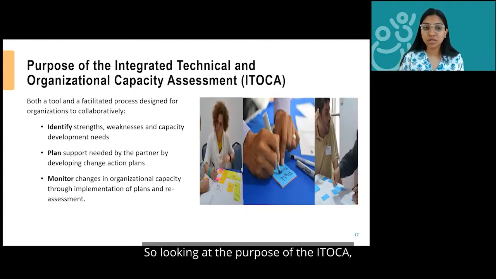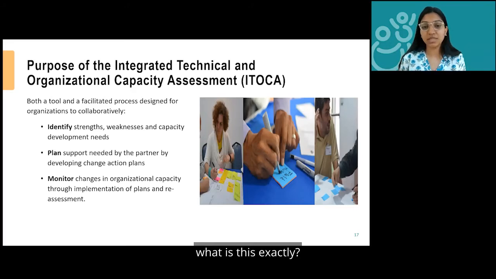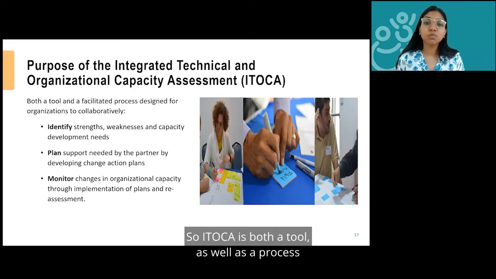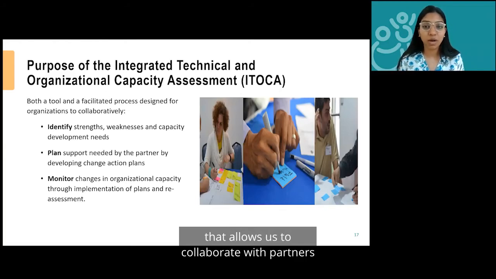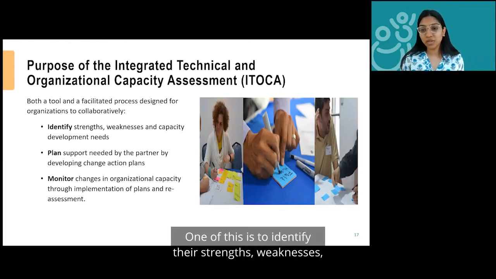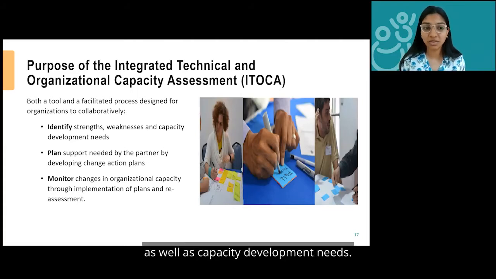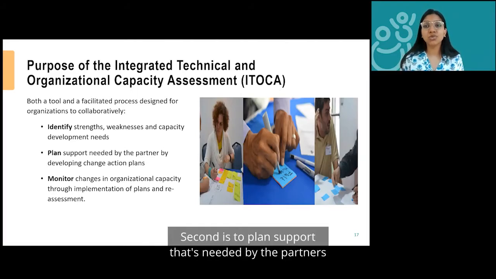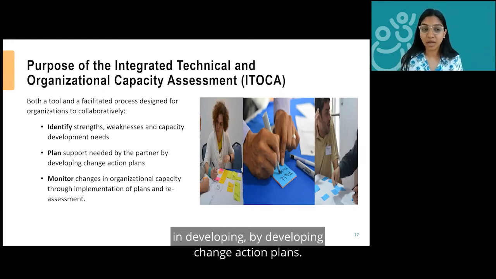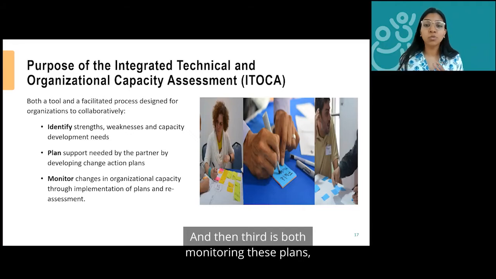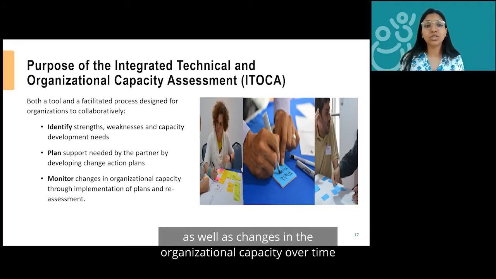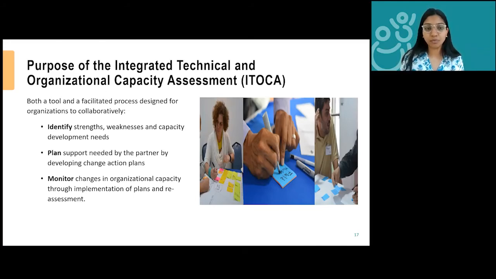So looking at the purpose of the ITOCA, what is this exactly? ITOCA is both a tool as well as a process that allows us to collaborate with partners to do a number of things. One is to identify their strengths, weaknesses, as well as capacity development needs. Second is to plan support that's needed by the partners in developing change action plans. And then third is both monitoring these plans as well as changes in the organizational capacity over time via reassessments.